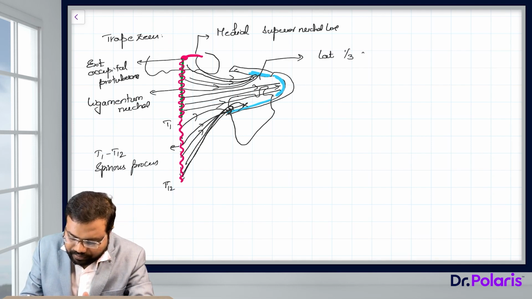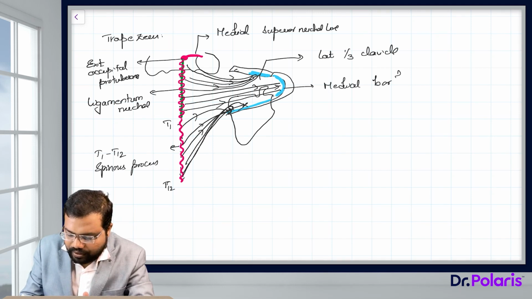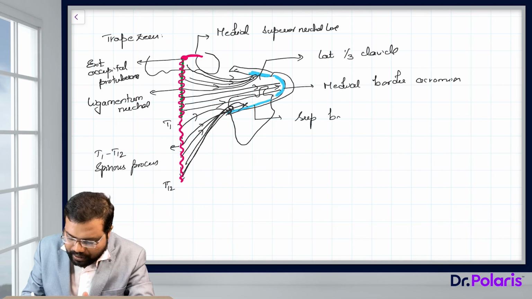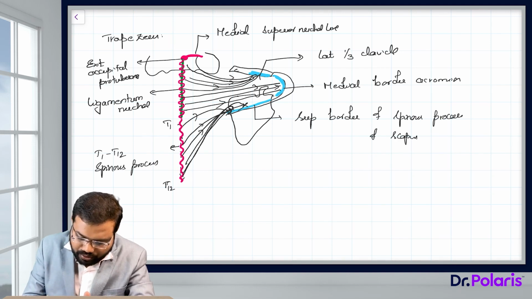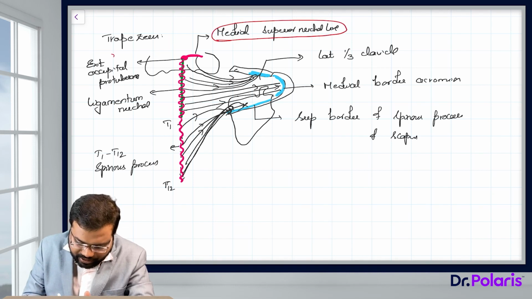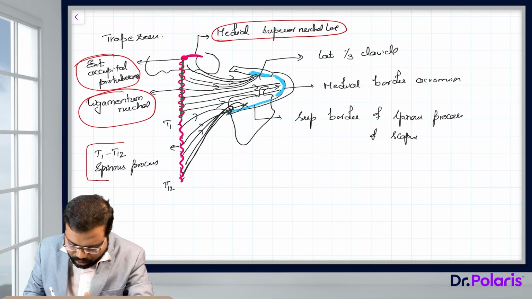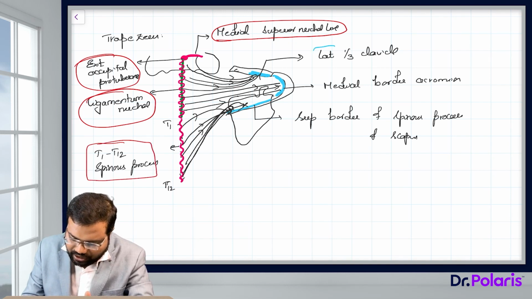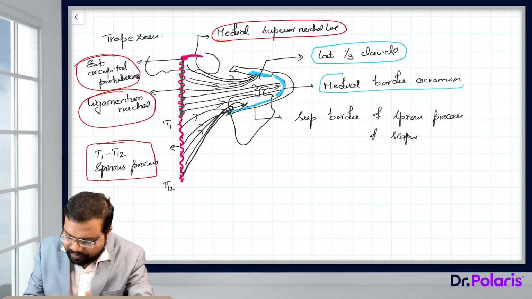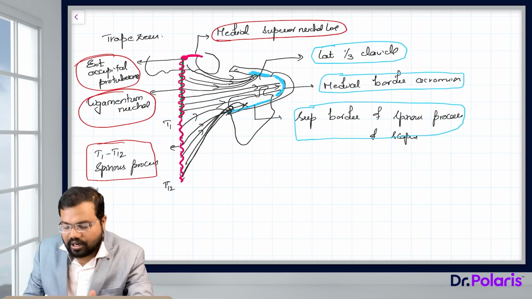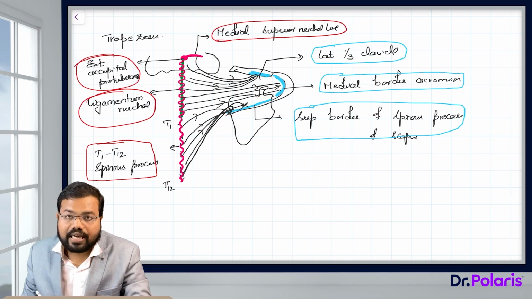the lateral 1/3 of the clavicle, the medial border of the acromion process, and also the superior border of the spinous process of the scapula. So the origin is the medial superior nuchal line, external occipital protuberance, ligamentum nuchae, and T1 to T12 spinous processes, whereas the insertion is the lateral 1/3 of the clavicle, where the upper fibers go, the middle fibers insert to the medial border of the acromion, and the lower fibers attach to the superior border of the spinous process of the scapula.